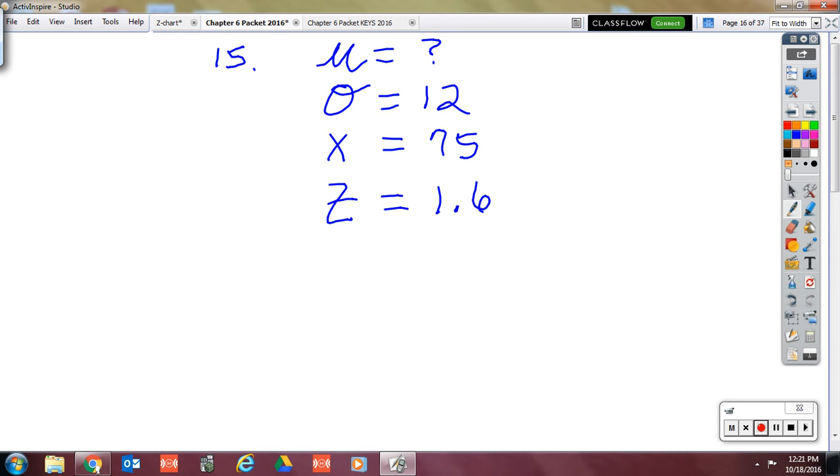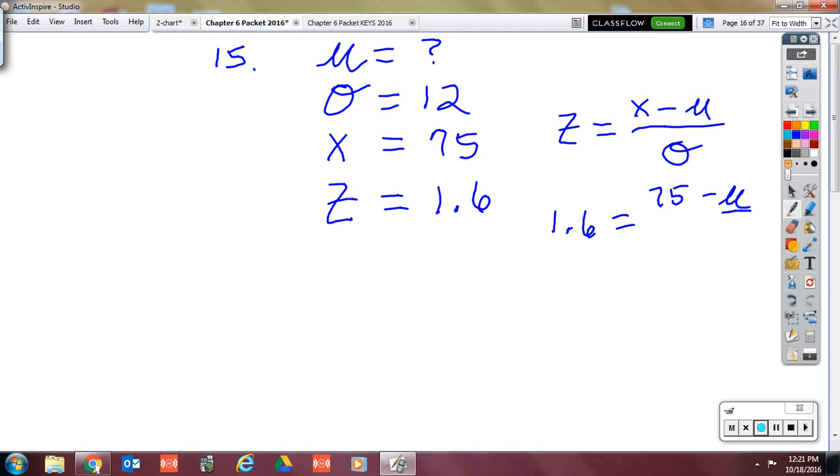So now that I have 3 out of the 4 items, I can put it into the Z-score formula and solve. Okay? So you do your algebra from there and you solve. That's what 15 and 16 are like. 17 and 18 are similar, except the missing value is the standard deviation.